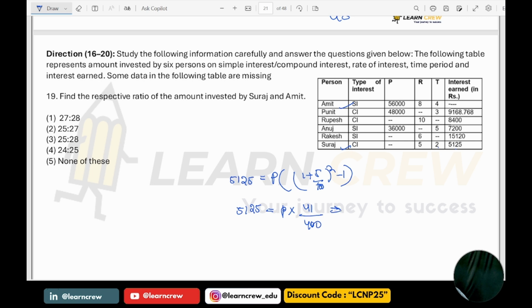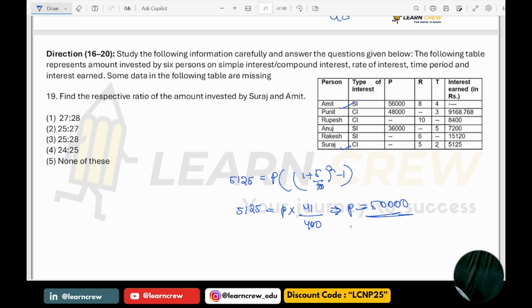Therefore from this you will get P as how much? 41 how many times? 125 times. 41 125 times, if I am correct. Am I correct? 41 ones are 41. Yes. So thereby P is equal to 50,000. P is equal to 50,000 you are going to get.